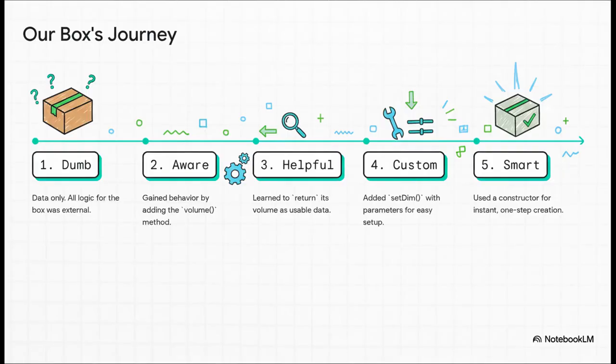So let's just recap our box's incredible journey. We started with a dumb box that was just a container for data. We made it self-aware by giving it a method. We made it helpful by letting that method return a value. Then we made it customizable with parameters, and finally we turned it into a self-building box with a constructor ready for action the moment it's created.